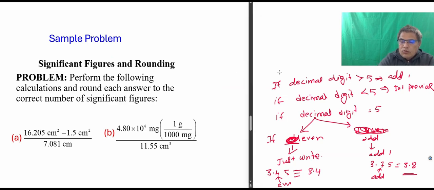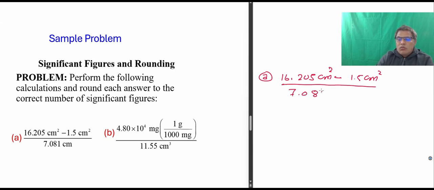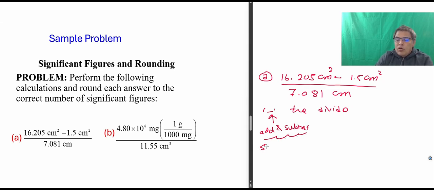Okay, now let me show you this sample problem. So let's solve this problem. In A, it is given 16.205 centimeter square minus 1.5 centimeter square divided by 7.081 centimeter. Right? It has 2 things. First one, minus, and then divide. When you do minus, the rule of addition and subtraction is what? Smallest decimal place.